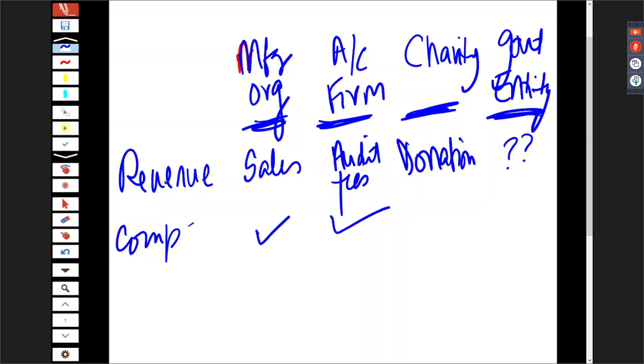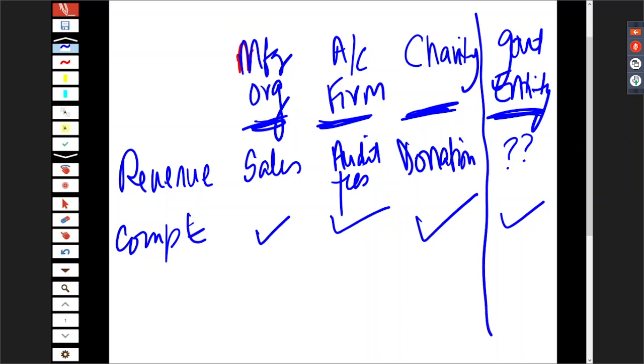No, no, no, no. Of course, they need to survive. Are they the only charity in the world? There are so many other charity programs, charity organizations. So they are competing with other charities. Government entities might be a little bit different. Okay, but at least for these three, competition is there.